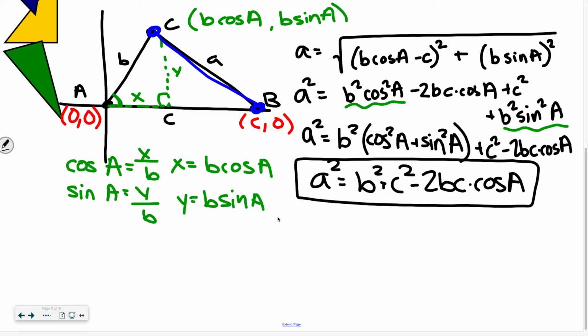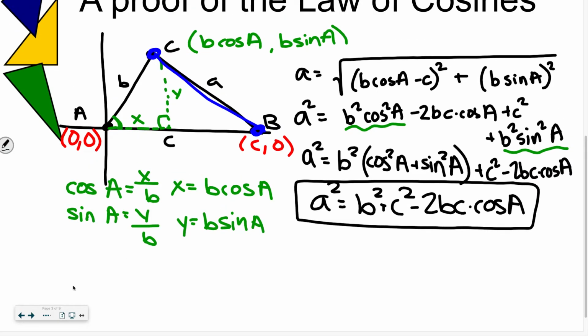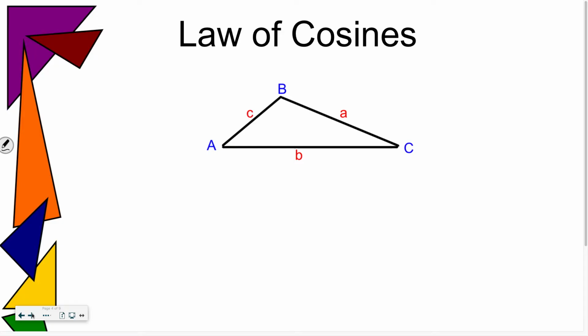Does that look familiar? It doesn't? Oh my gosh. Yeah, it should. Okay. So now we'll write down the law of cosines for our notes purposes. So we've got one version, a squared equals b squared plus c squared minus 2bc times cosine a. That's if I'm solving for side A.